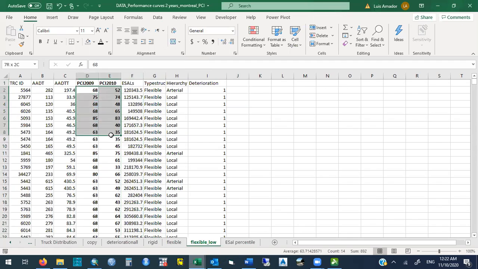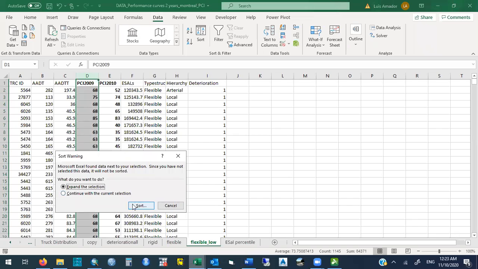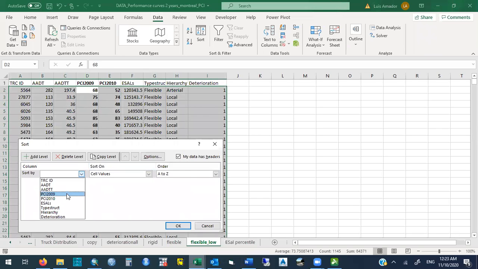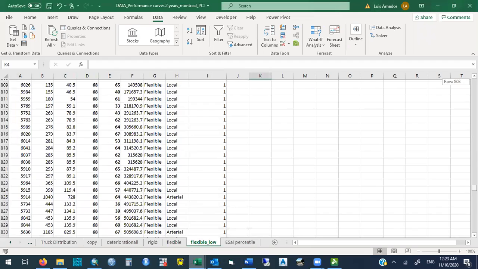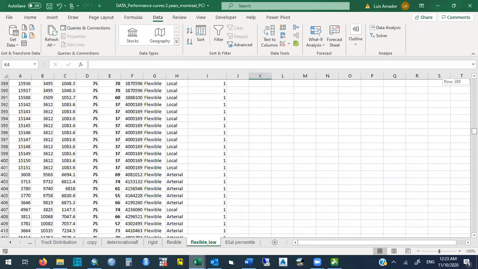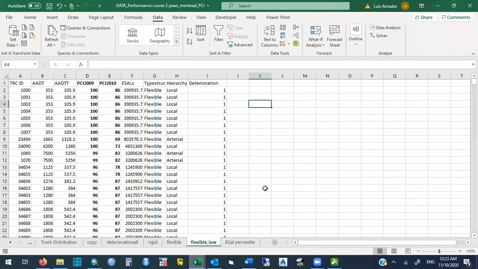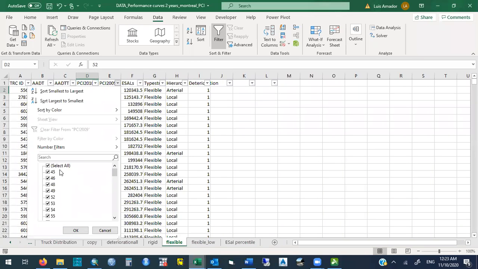Now I have my PCI, so I need to sort it based on PCI. And I'm gonna sort it from high to low because this will be good value, right? It's brand new. As I go down, my lowest value, 49, well, it's not that bad actually. And now I also need to establish what is good and what is not good. So let's look at the range of PCI 2009. It goes from 45 to 100.